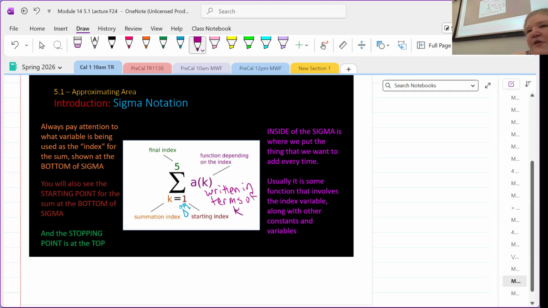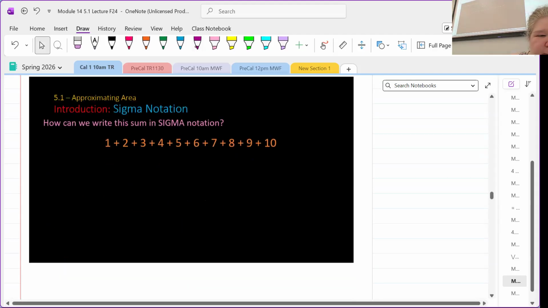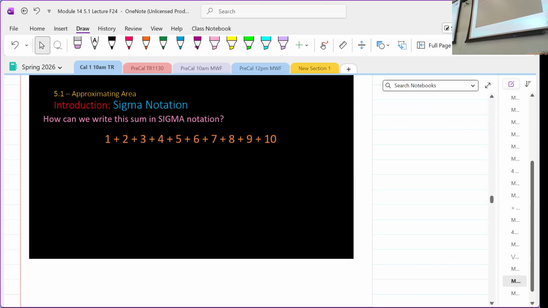Now, there may be other variables inside the formula. We're going to see that towards the end of class today. But the only variable that has meaning to the sigma notation is the k. Any other variable is just going to keep showing up as that variable when we're doing the formula. The only thing that changes is the k's. So we are adding the first 10 integers.